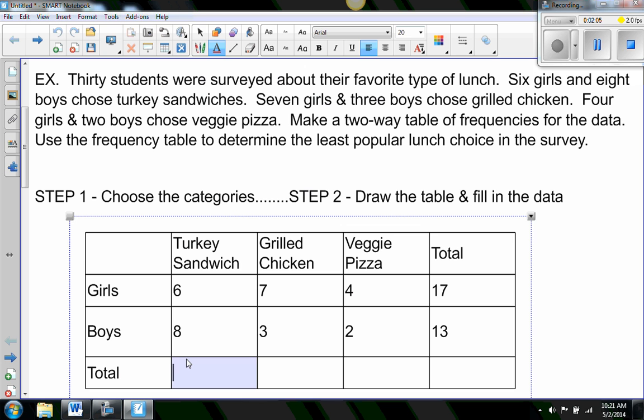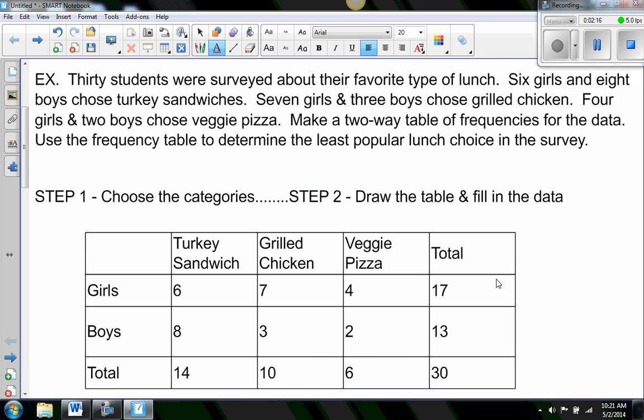Then I need to add them up this way also. So turkey sandwiches got 14 votes. Grilled chicken got 10 votes. Veggie pizza got 6 votes. And there were 30 total votes.